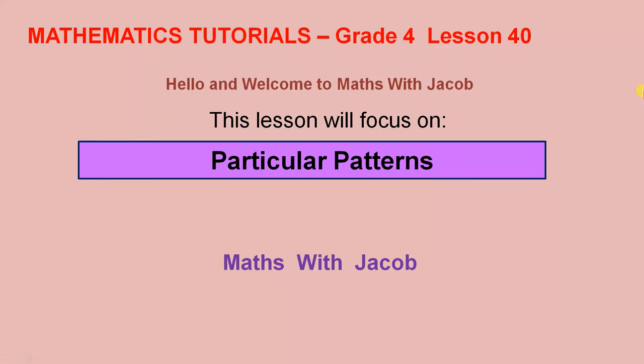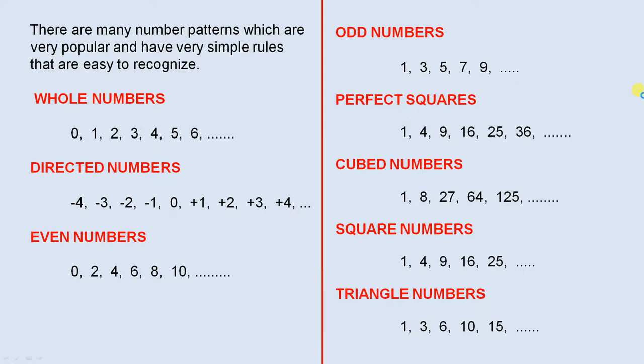This lesson will focus on particular patterns. There are many number patterns which are very popular and have very simple rules that are easy to recognize. The first one is the whole numbers: 0, 1, 2, 3, 4, 5, 6. They're sort of similar to the counting numbers.